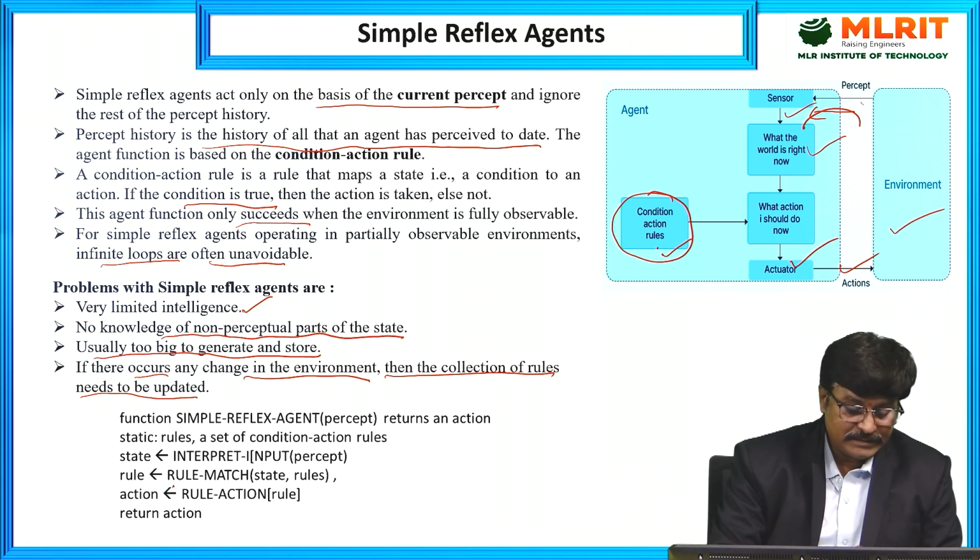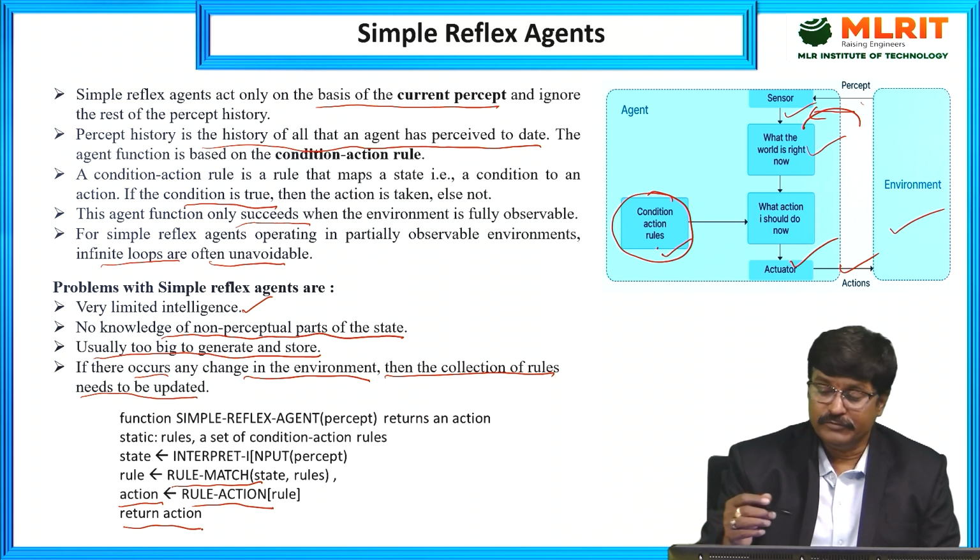The rule matching is important in this case. Rule, then the action is rule. If the action rule is matched, then the action is going on, then it returns the action, and then it goes to the next state. So this is the simple reflex agent system.